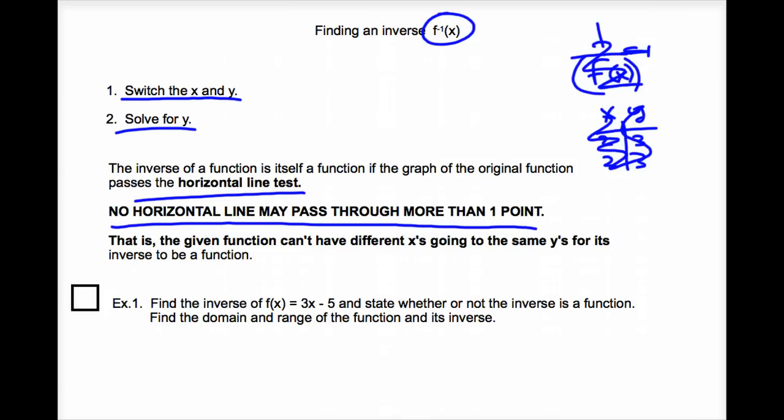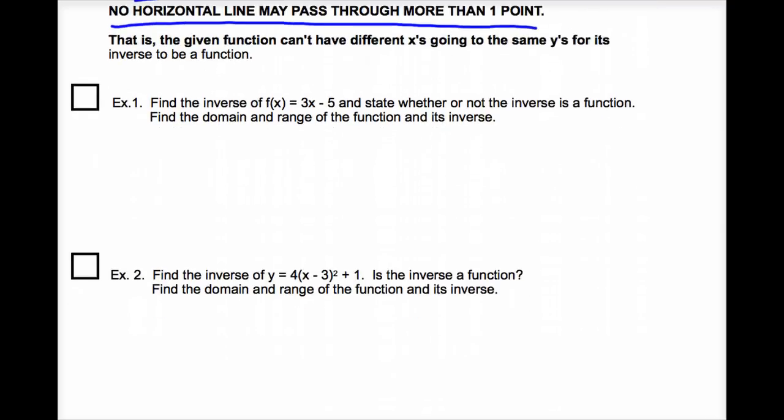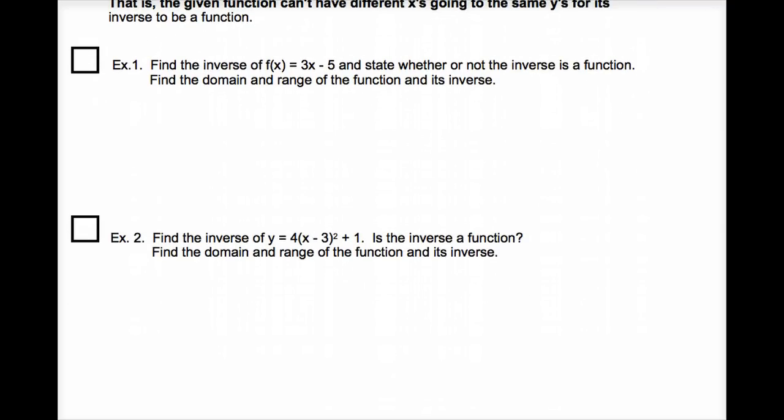Okay, so let's do a couple examples here. Find the inverse of y equals 3x minus 5. f of x equals is like y equals 3x minus 5. Well, first let's investigate y equals 3x minus 5. It's going to be a line. It goes up, and all lines are functions. You could say the vertical line can't hit more than one point. Okay, so it is a function.